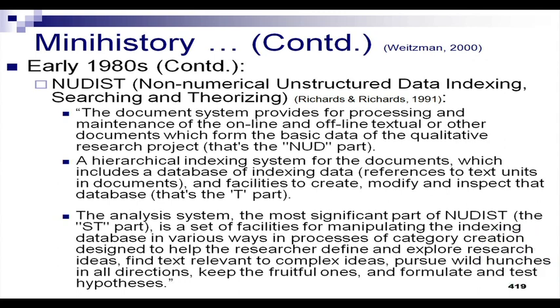The analysis system, the most significant part of NUDIST, the ST part, which is the searching and theorizing part, is a set of facilities for manipulating the indexing database in various ways in processes of category creation, designed to help the researcher define and explore research ideas, find text relevant to complex ideas, pursue wild hunches in all directions, keep the fruitful ones, and formulate and test hypotheses.